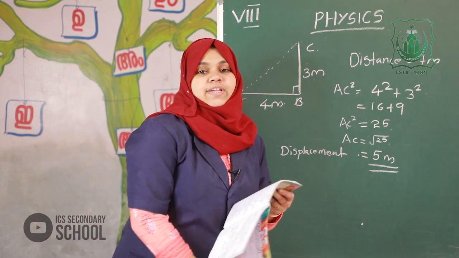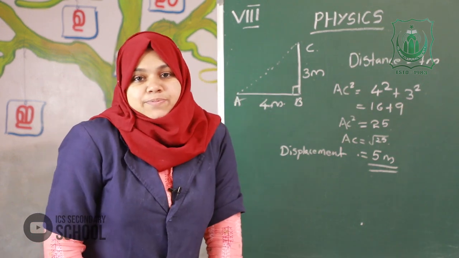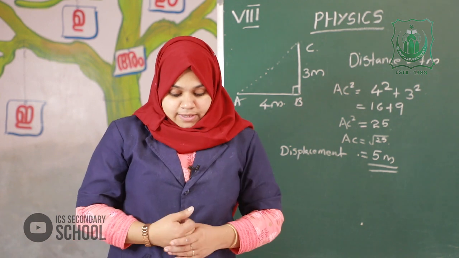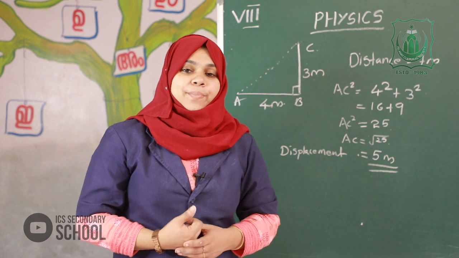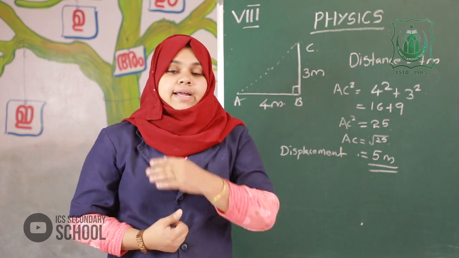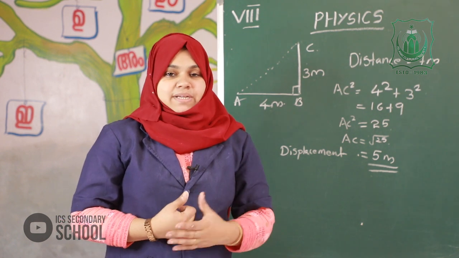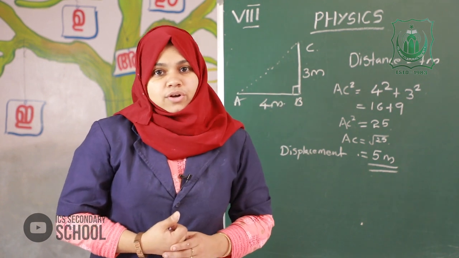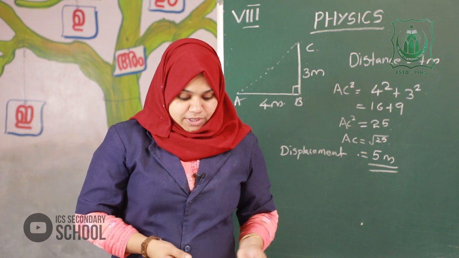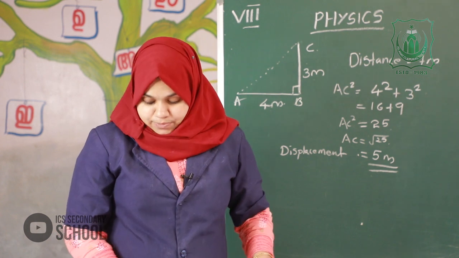In the last class we learned about distance and displacement. What is distance? Distance is the length of the path covered. And what is displacement? Displacement is the straight line distance from initial position to final position. What are the differences between them?